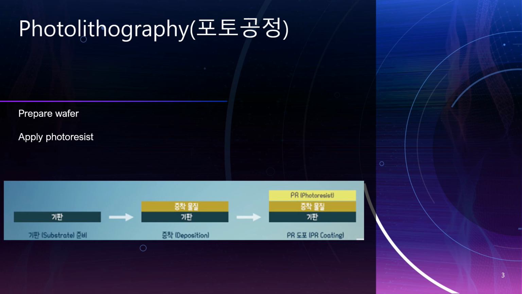Second, apply photoresist. Coat the surface of the substrate with a sensitive optical material called a resist. This resist coating is used to record the desired pattern. The resist receives exposure only in the coated area and reacts in the exposed area.